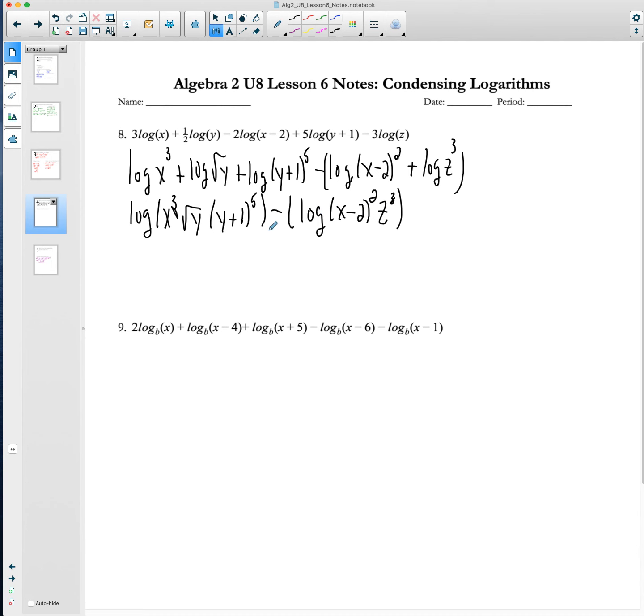And now what that sets me up for is now I have this negative here, which means it's really a quotient rule problem. And so now when I set this up, I know I'm going to have a quotient. All of this is going to be my numerator, so x cubed times the square root of y times y plus 1 to the 5th, divided by x minus 2 squared, and then z cubed. And that's my final answer.